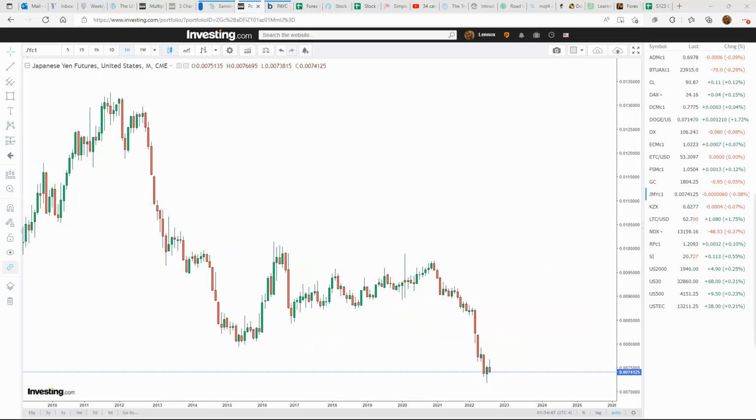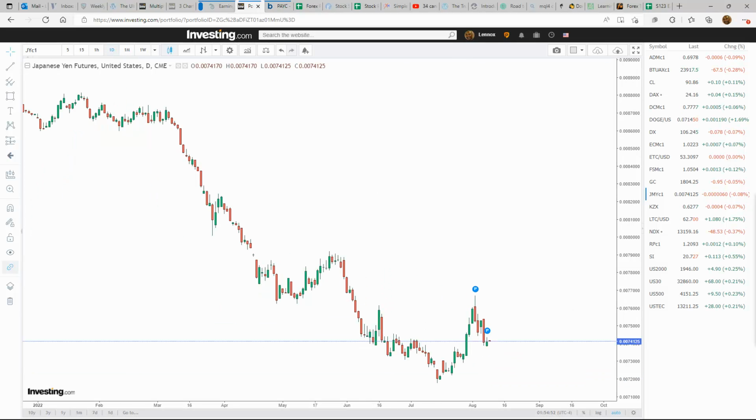Are we at the bottom? Doesn't look like it is. I would look for continued weakness in the Japanese yen going into this week.